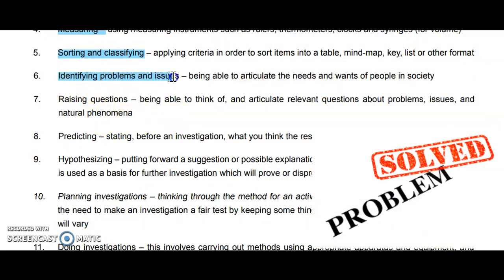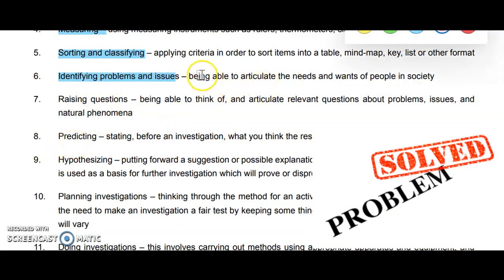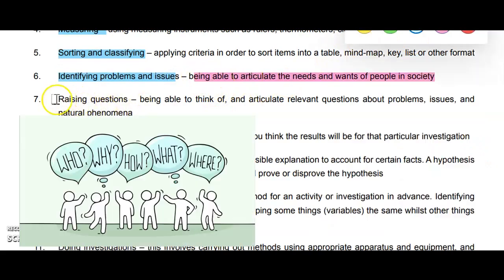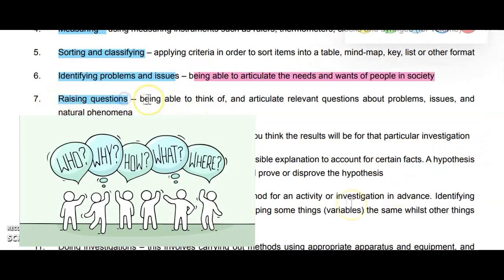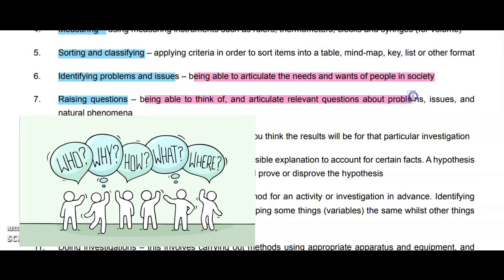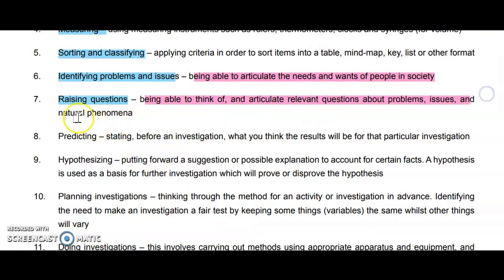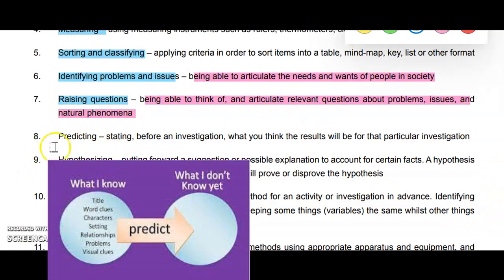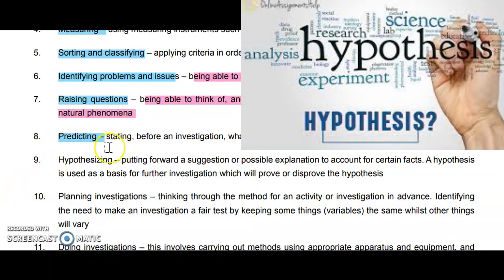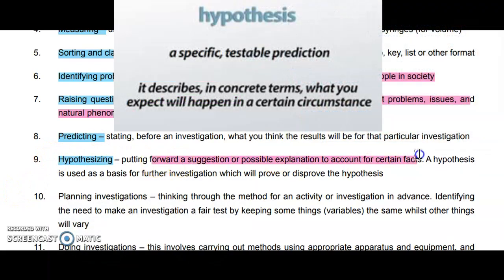Okay, and then it's about identifying problems and issues and being able to articulate those needs to the wants of people and society. Once you've identified the problem, then you raise the question, being able to think of and articulate relevant questions about phenomena, issues, and problems. And then you predict, before you start the investigation, you start predicting what could happen. And then you develop your hypothesis.